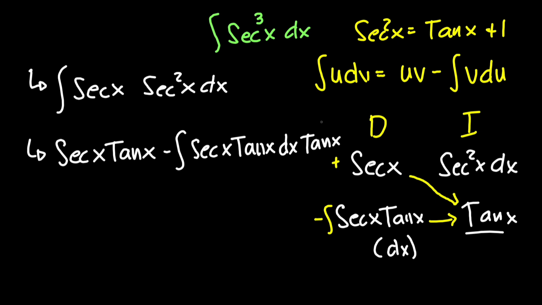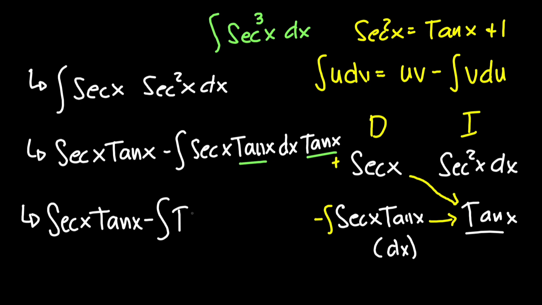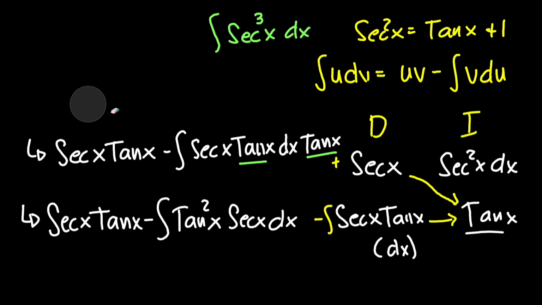And now that we have our values here, let us simplify this first. Tangent of x will multiply with each other, so you have tangent squared of x multiplied by sec x dx. Let me just clear some space here.